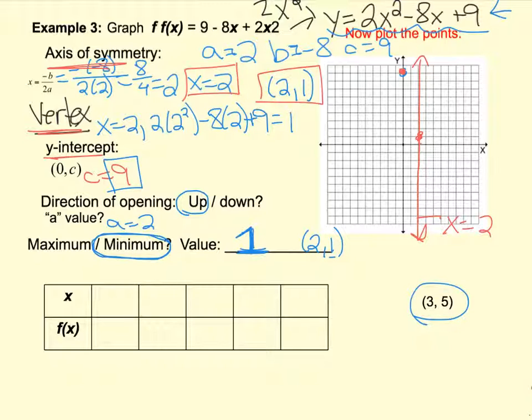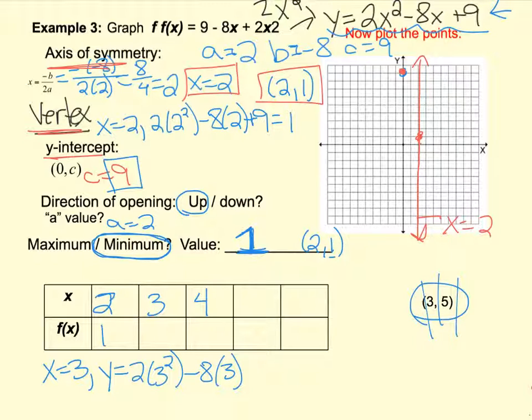Okay, I want to write our vertex. Oops, that's not the right vertex. Ignore that vertex. Our vertex is 2, 1. So I want to do 2 points to the right of 2, which would be 3 and 4. And then I just have to figure out when x equals 3, what does y equal? So I'm plugging 3 into our function this time. And I'm going to get 2 times 3 squared minus 8 times 3 plus 9. And that actually gives us 3. So there's a coordinate point, 3, 3.